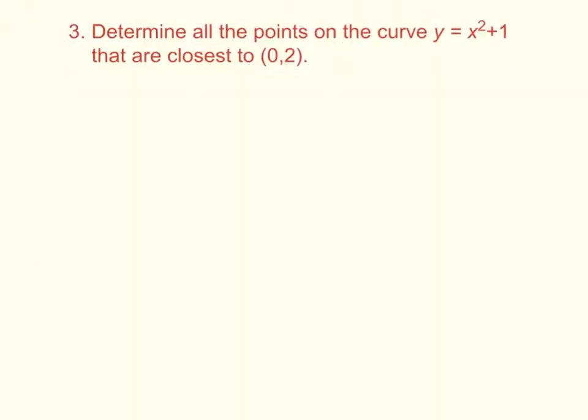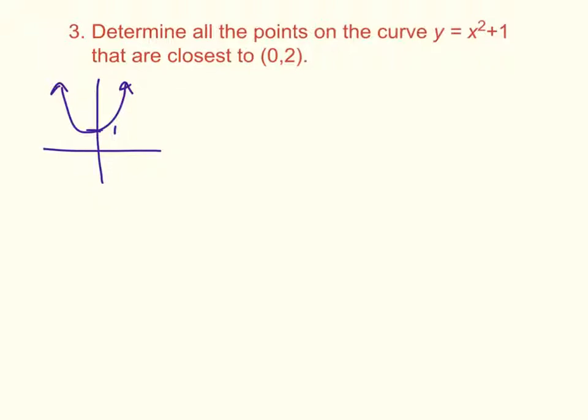Okay, these next two questions are a little bit different. They ask us to determine all the points on the curve y equals x squared plus 1 that are closest to the point 0, 2. So I'm going to start by just sketching y equals x squared plus 1. Okay, it would cross the y-axis at 1 and would of course be an upward facing parabola.